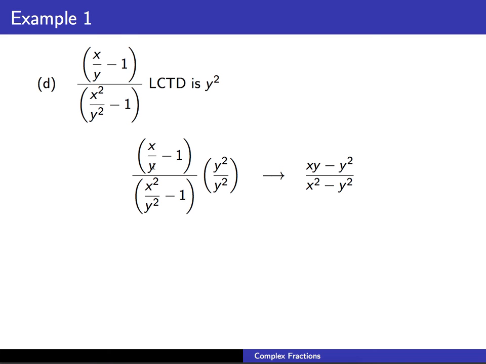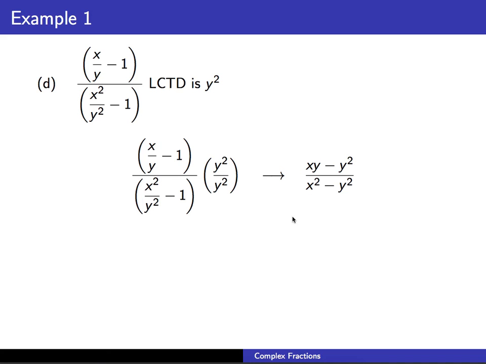When we do that, x over y times y squared, this tiny y is going to cancel out one of these y's, leaving us with just x times y in the upper left. And then 1 times y squared is y squared, so we have xy minus y squared in our big numerator. In our big denominator, x squared over y squared, when we multiply that by y squared, the y squareds cancel out. So in the bottom left, we got an x squared, and then minus y squared.